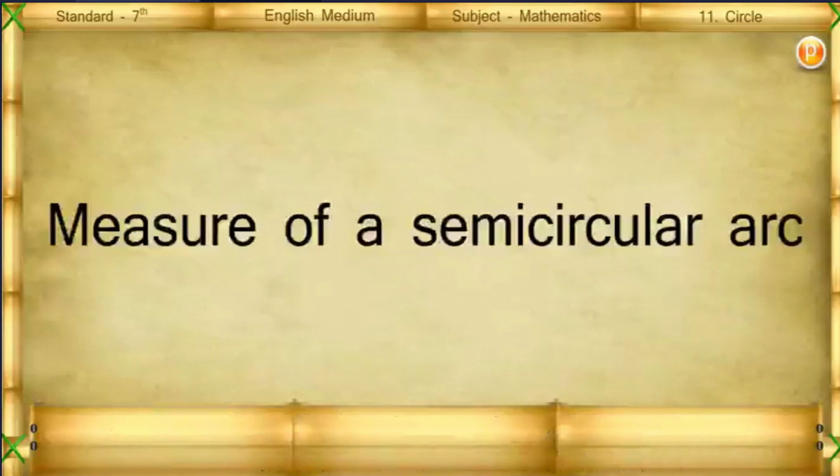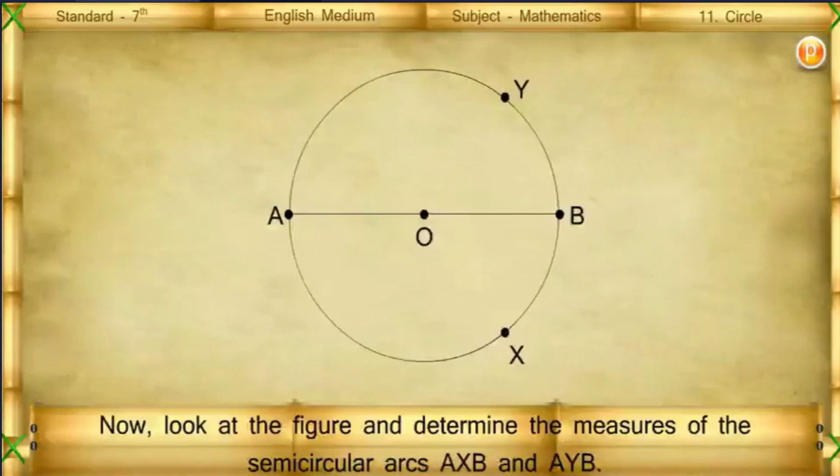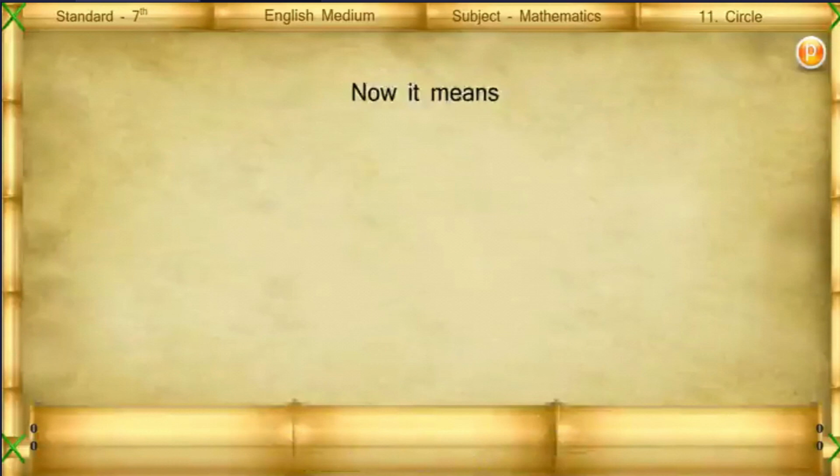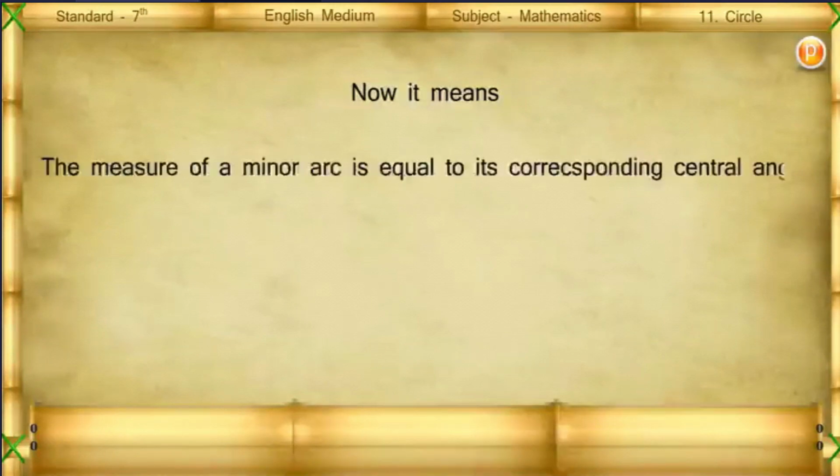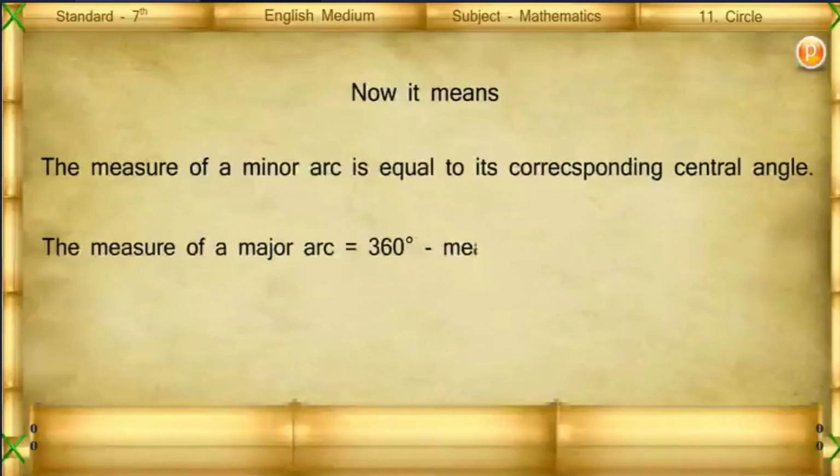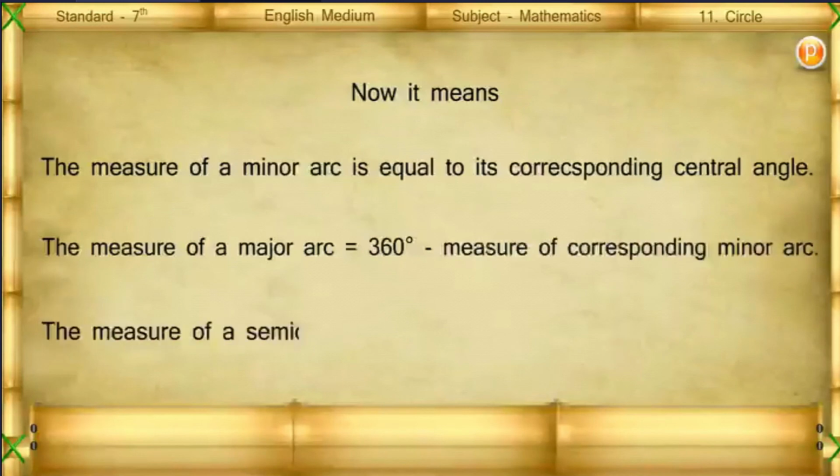Measure of a semicircular arc. Now, look at the figure and determine measures of semicircular arcs AXB and AYB. Now, it means the measure of a minor arc is equal to its corresponding central angle. The measure of a major arc is equal to 360 degrees minus measure of the corresponding minor arc. The measure of a semicircular arc is equal to 180 degrees.